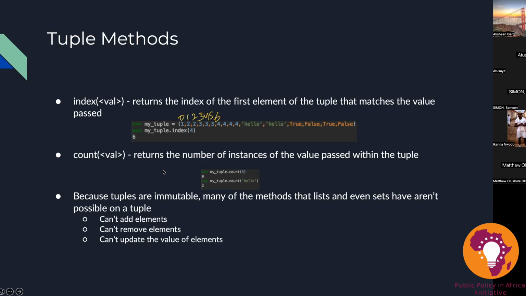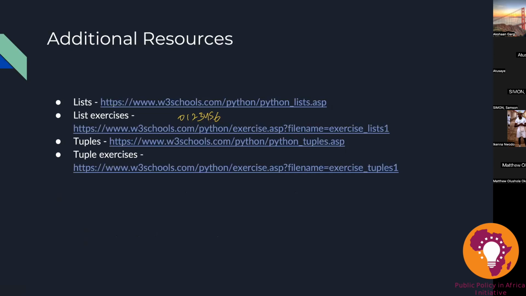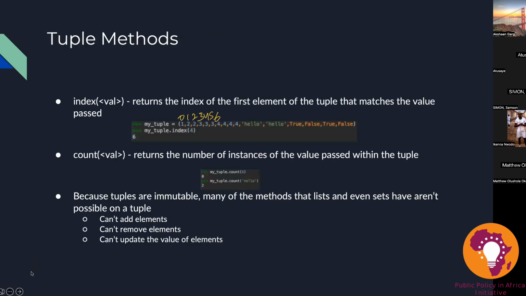Next, we have count, which returns the number of instances of the value passed within the tuple. So if you have a tuple and you count the number of 5s in there, are there any 5s in there? No, so it will give you a 0. Count the number of hellos in there, there's 2, so it will give you 2. So you can use these. You can't use many of the list methods that modify lists, right? Because you can't add elements, you can't remove elements, and you can't update the value of elements in a tuple, okay?